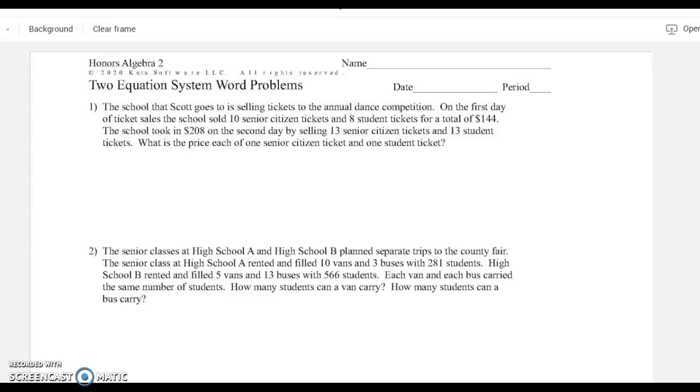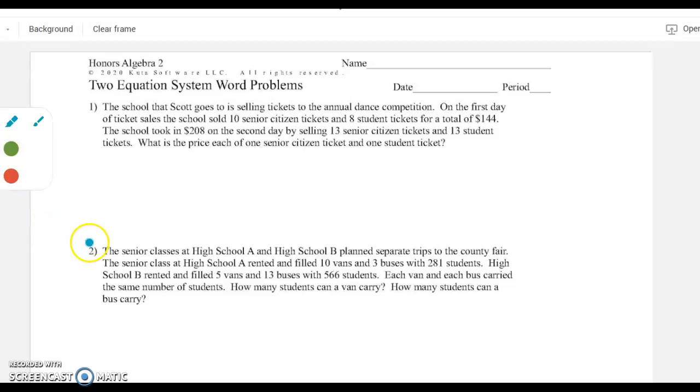Hey there, this lesson really isn't 3-4, but we're not doing the actual 3-4, so that's kind of what I'm calling it. It's just word problems that go along with the two equations and two variables, so we're just going to take a look at some of these. Let's see, dance competition or county fair. Let's go to the county fair. So let's look at number 2.